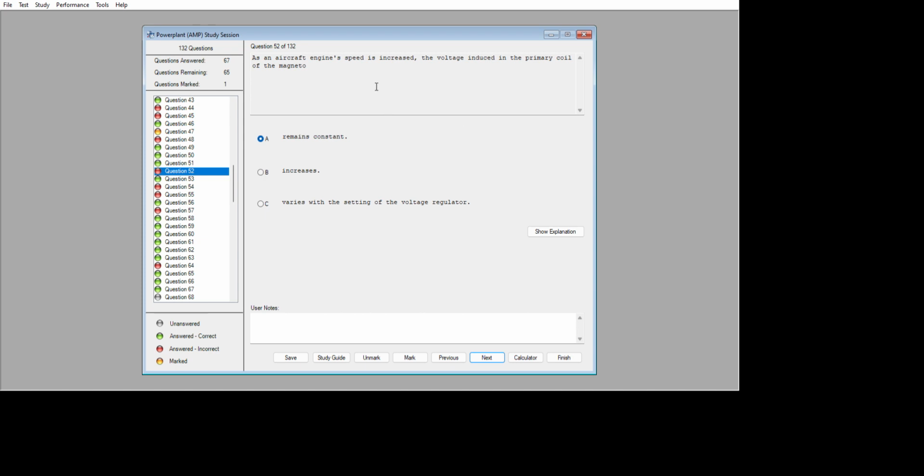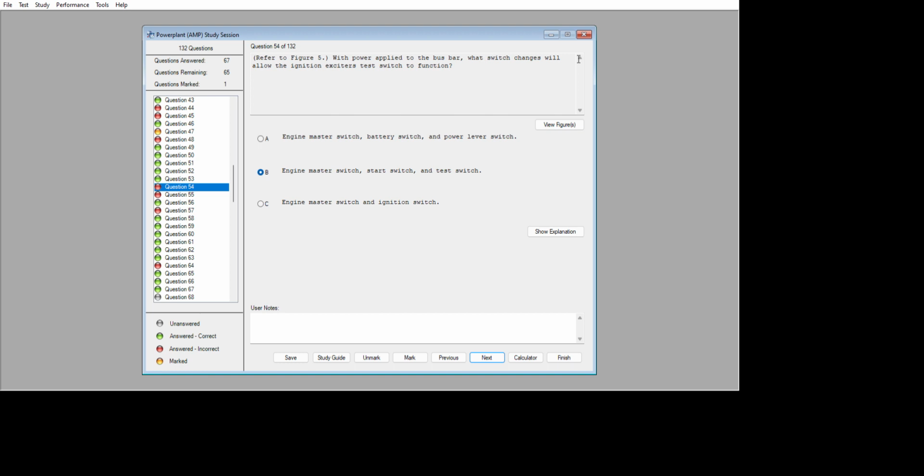As aircraft engine speed is increased, the voltage induced in the primary coil of the magneto increases. A defective spark plug will cause the engine to run rough at all speeds.